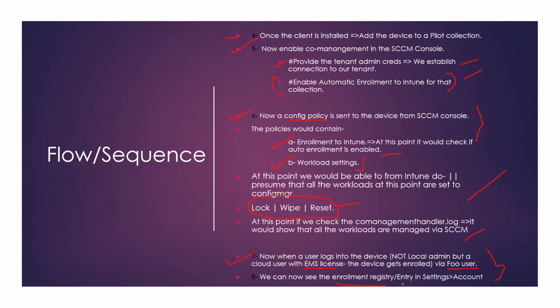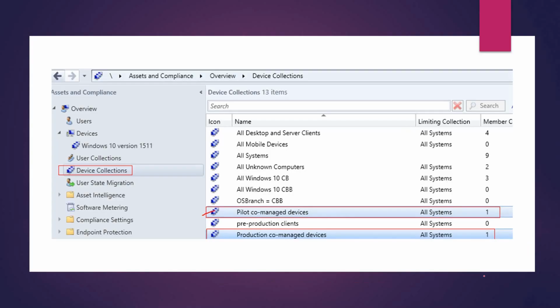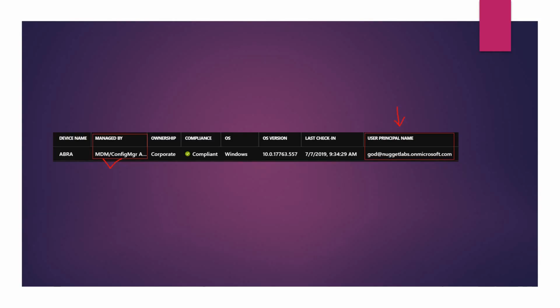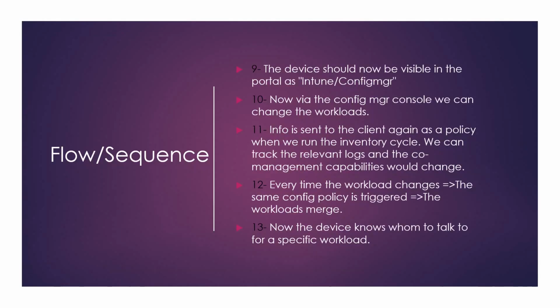And if he checks the manual way, that is, he goes to Start, then Settings, and then Accounts, he will be able to see his account over there, the account that was used to enroll the machine. Okay, so now as I already said, the device will now be visible in the portal as Intune/Config Manager. So now if we change a workload, as I said, when we configured co-management, all the workloads were initially present in SCCM or the config manager.